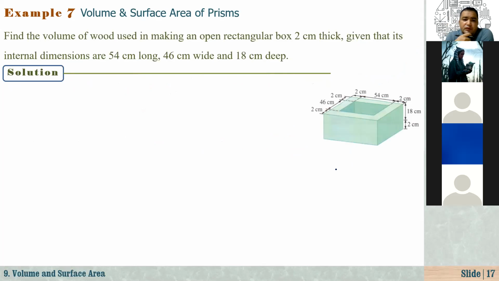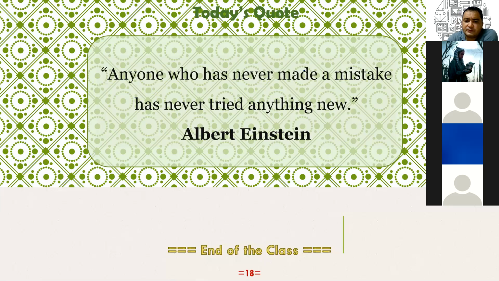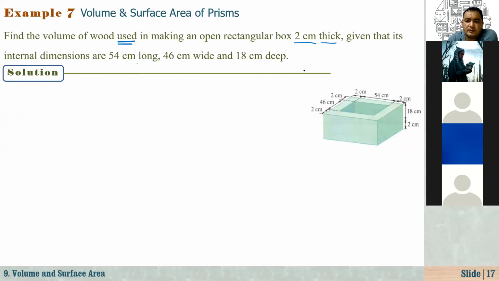Find the volume of wood used, the keyword is used, in making an open rectangular box 2 centimeters thick. Given that its internal dimensions are 54 centimeters long, 46 centimeters wide, and 18 centimeters deep. Internal means not including the thickness of this container. What is the question? We should find the volume of wood used in making this, right?